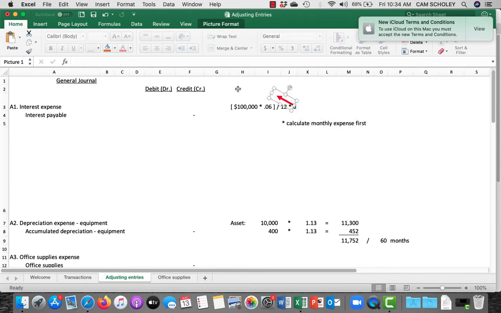Okay, so if we type all those numbers in, we're going to say equals $100,000 times the annual interest rate of 0.06, divide by 12 gives us our monthly interest expense, and then we're going to multiply by 8 because that's how many months we have, and you can see that we would have $4,000 of accrued interest expense, and that's what you see here for the journal entry. Interest expense debit of $4,000, interest payable credit of $4,000. Okay, that's how you do that one.